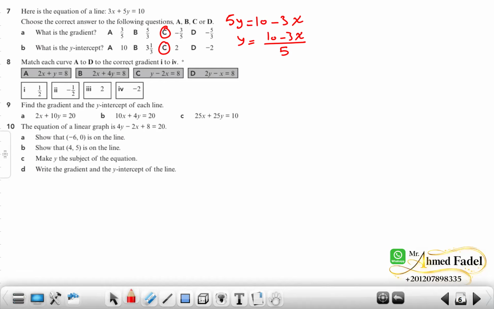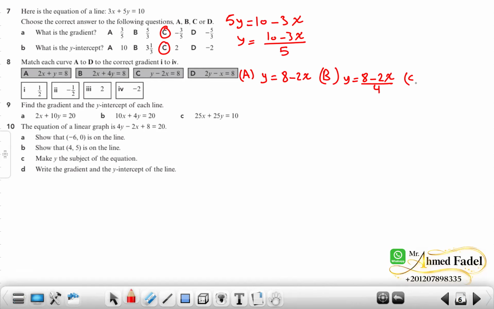Match each line A to D to the correct gradient I to IV. So match A, the gray boxes, to the white boxes. Right. The white boxes are actually the gradients. So 2x plus y equals 8. You must make y the subject. Making y the subject in question A, I'm going to just rewrite them, okay? So box A is going to be y equals 8 minus 2x. And B is going to be 4y equals 8 minus 2x. Yeah, and y equals 8 minus 2x over 4.